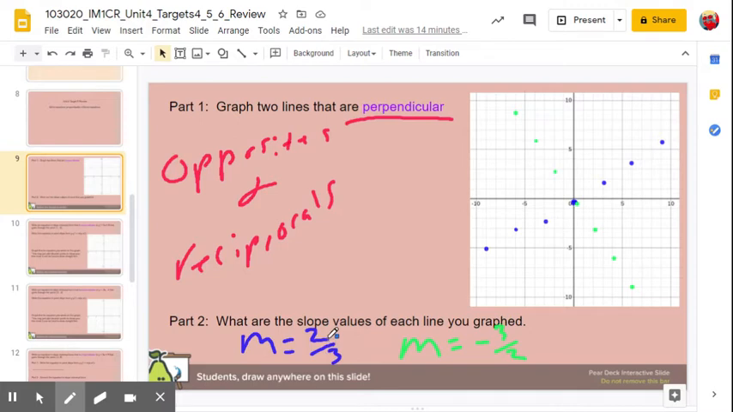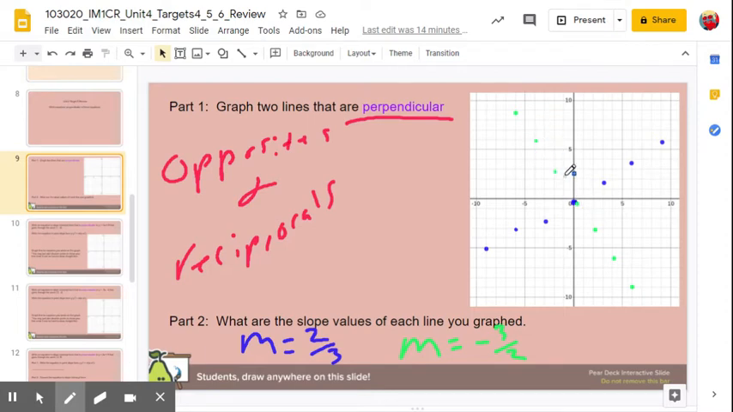And then I go, okay, what's the opposite and reciprocal of 2/3? Opposite sign is going to be negative, and reciprocal is 3 over 2. And so then I graph that line there. I use the origin as my y-intercept, if you will, 0 for both of them. And then I graph that line.